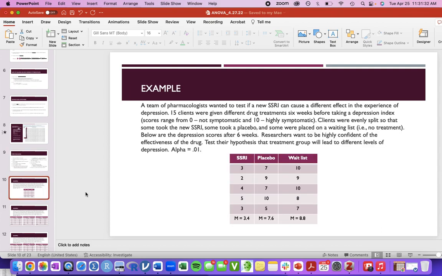So let's walk through an example. A team of pharmacologists wanted to test if a new SSRI can cause a different effect in the experience of depression. 15 clients were given different drug treatments 6 weeks before taking a depression index. So scores range from 0 of not symptomatic to 10, which is highly symptomatic. Clients were evenly split so that some took the new SSRI, some took a placebo, and some were placed on a waiting list, so they had no treatment.